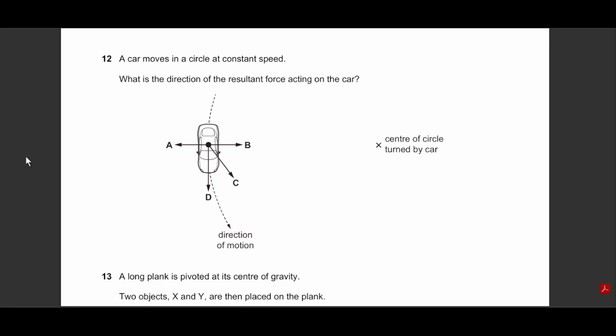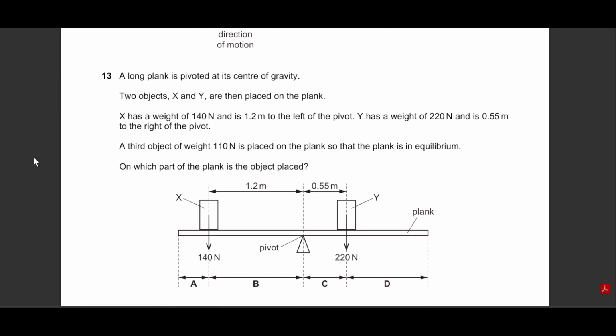Question number 12, a very common previously repeated question. He says the direction of the resultant force, which is going to be option B. This is due to the centripetal force provided by the friction in this case for a vehicle.